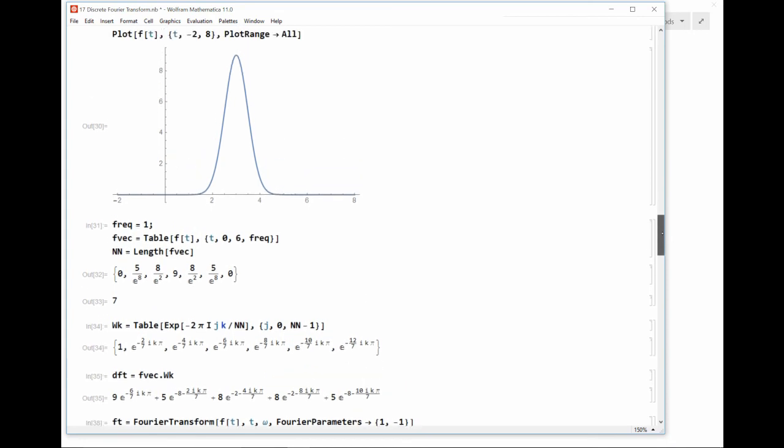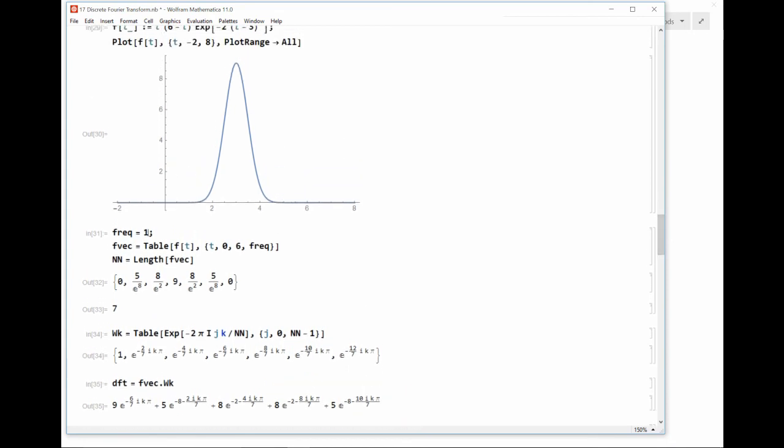So what if I sample with a different frequency? Say, what if I decrease the interval between each sample? So now I'm making the frequency twice as high. I'm sampling, instead of at each integer, at each half.